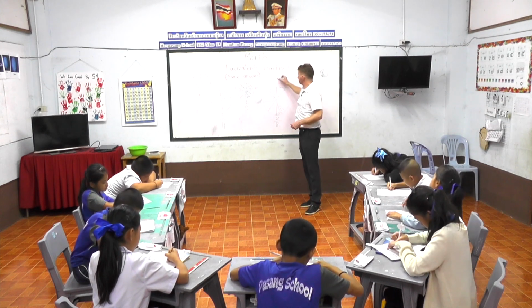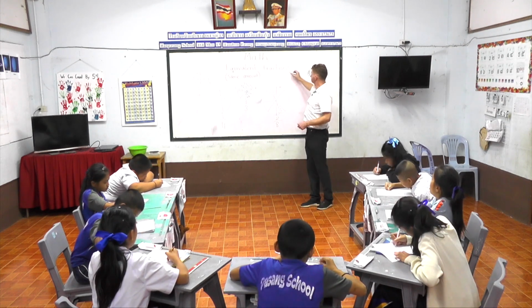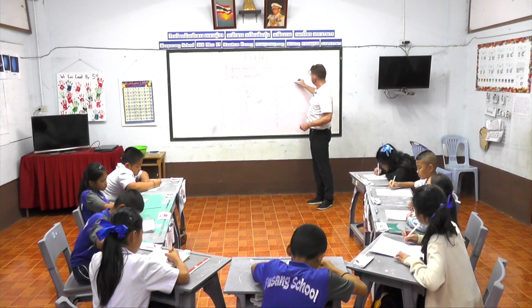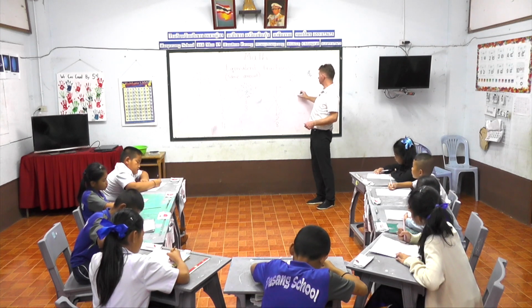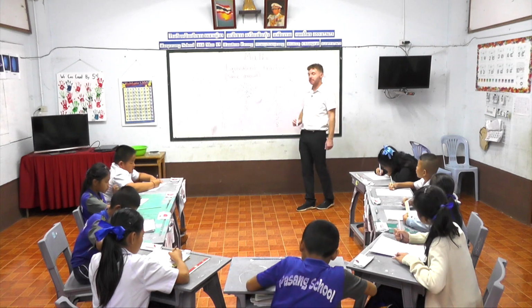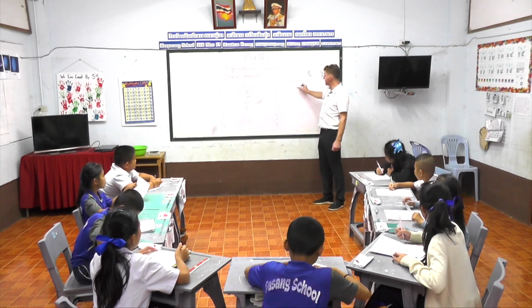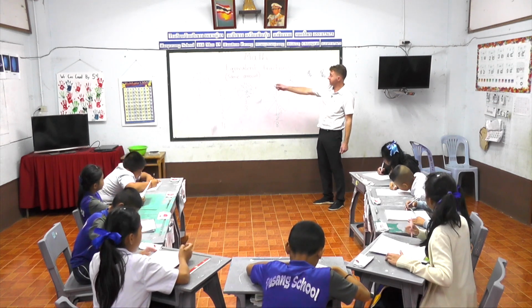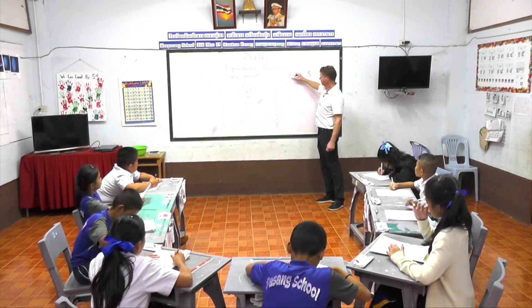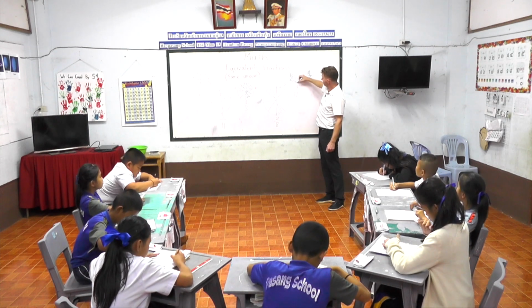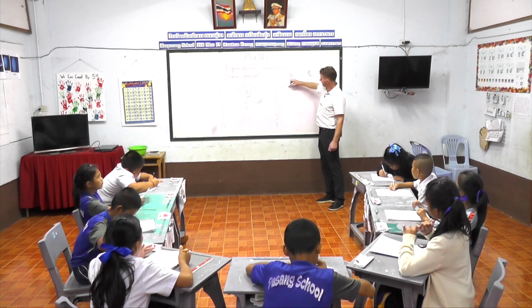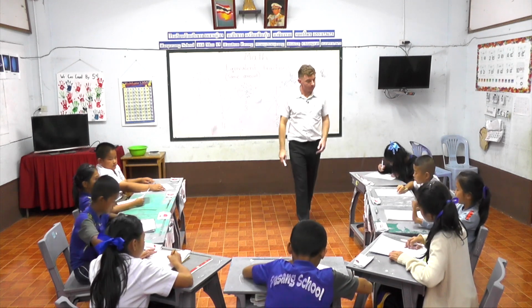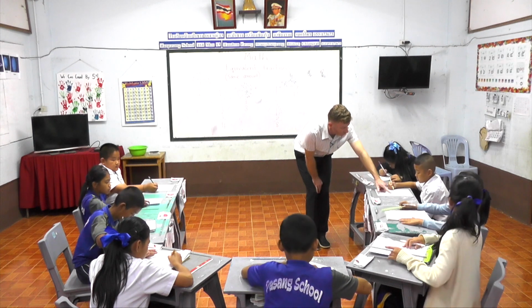Or we could do 2, 4, 6, 8, 10, 12. And this time we would use 9. Because 3 times 4 is 12. And 3 times 3 is 9. Okay, so 12 over 16.